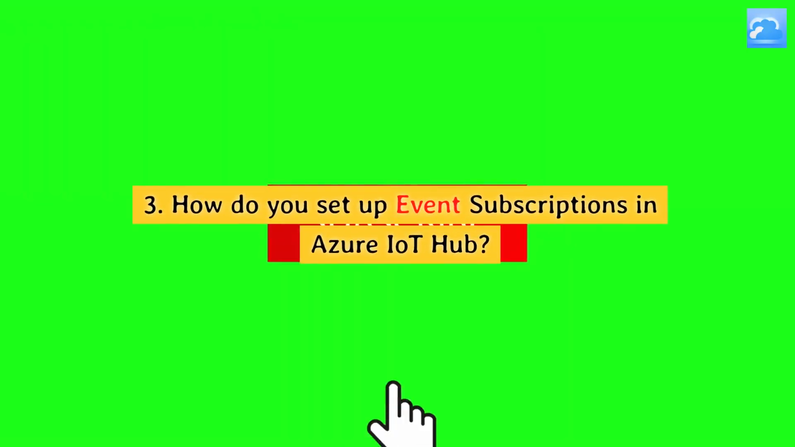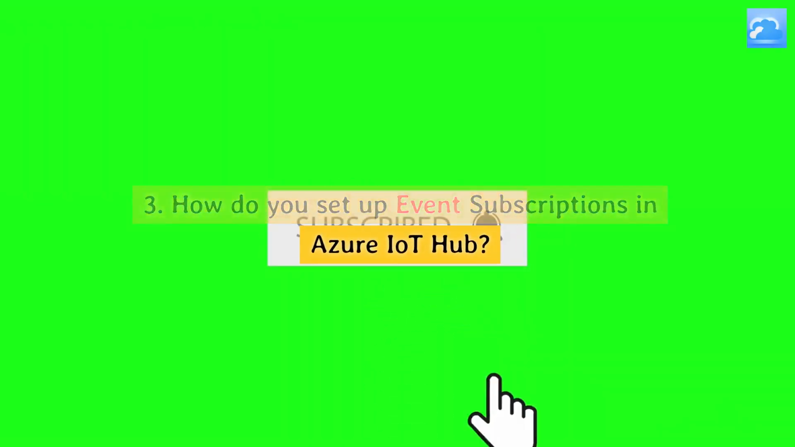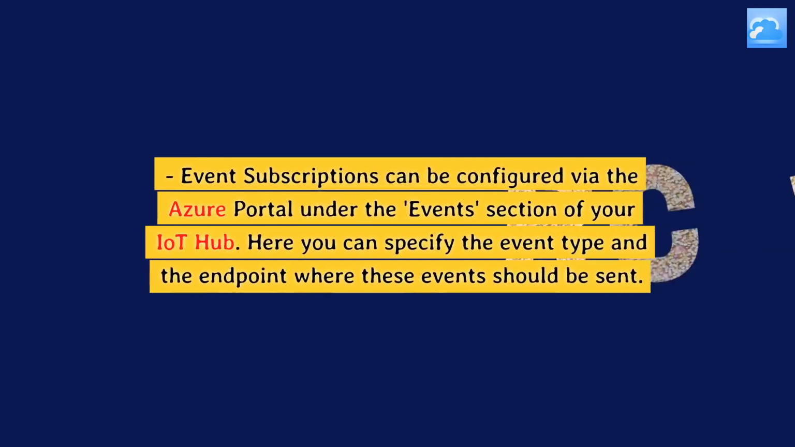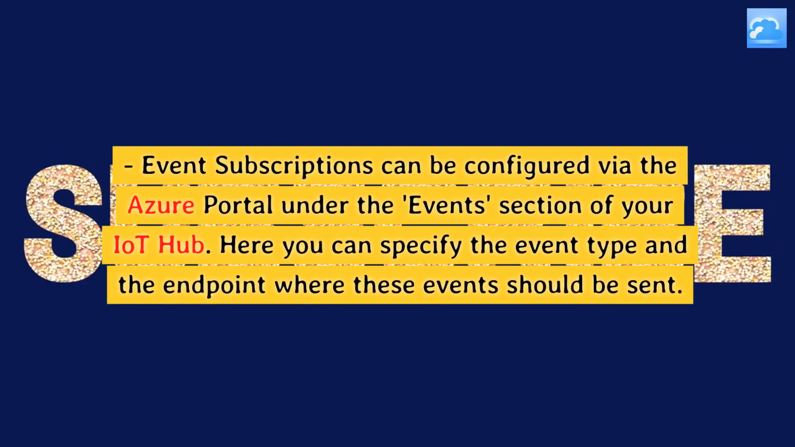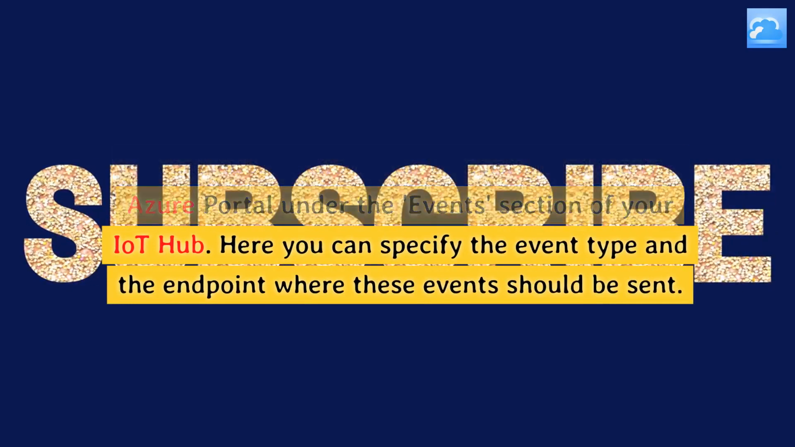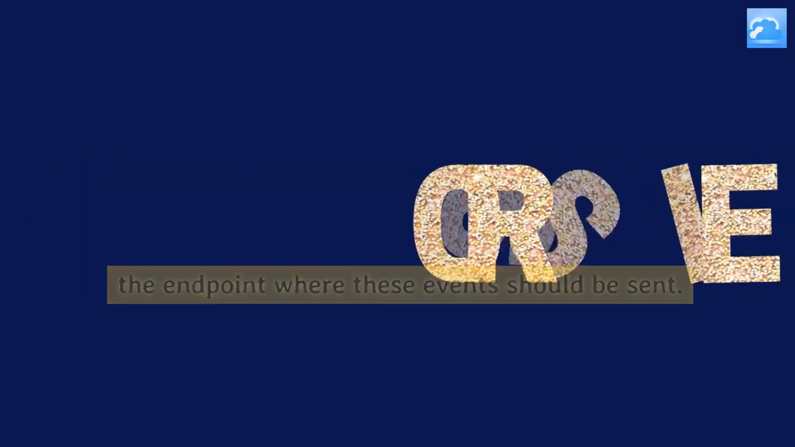3. How do you set up event subscriptions in Azure IoT Hub? Event subscriptions can be configured via the Azure portal under the Events section of your IoT Hub. Here you can specify the event type and the endpoint where these events should be sent.